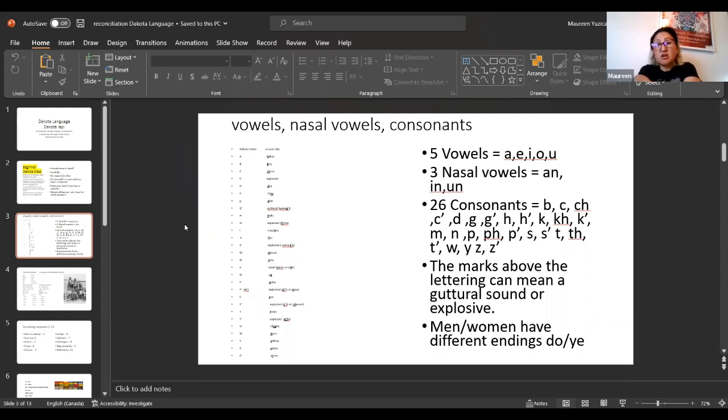So we have 26 consonants. And the marks above the lettering can mean a guttural sound or explosive sound. And the N at the end, it has a tail. I should have wrote that in there. Men and women have different endings. That's in a statement or a sentence. The men usually have do at the end, D-O, do. And the women at the end, they say ye, ye, ye.